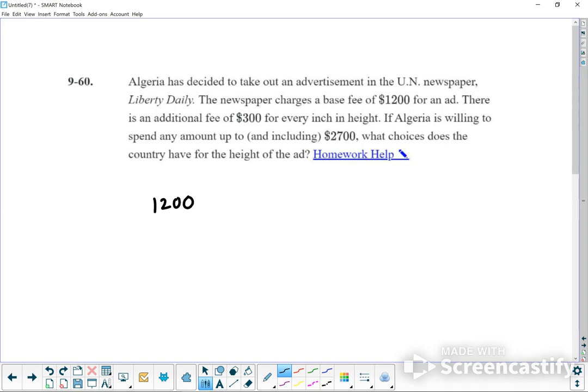There is an additional fee of $300 for every inch of height. So you're going to pay $300, and you're going to add that for every inch of height, so times it by the h. If it's only 1 inch, then it's going to be 1,200 plus 1 times 300, so it'll be 1,500. If it's 2 inches, then it'll be 300 and 300, so it'll be 600 plus 1,200. So you get the idea.